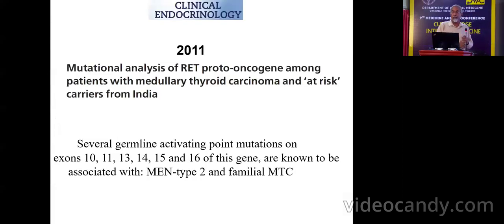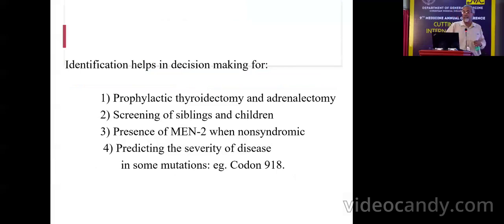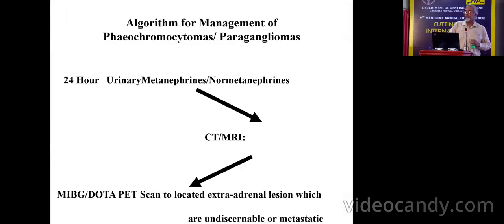This is the publication from years back. Much like the rest of the world, the RET proto-oncogene screening which has been done here shows certain mutations, and some mutations have a worse prognosis. So even prognostically, the mutations can help in these patients. As I mentioned, prophylactic thyroidectomy and adrenalectomy, screening of siblings and children, and friends of MEN2 when not very classically syndromic, and also the severity of the disease with certain codons, as you can see here.